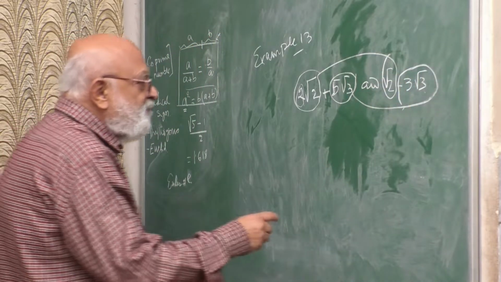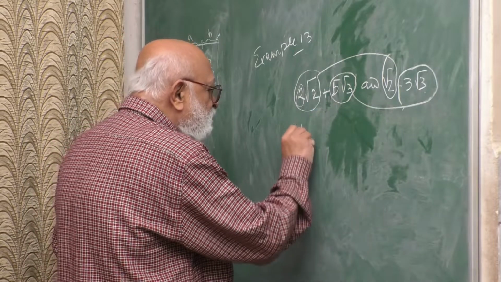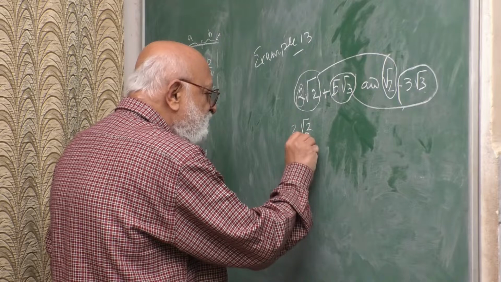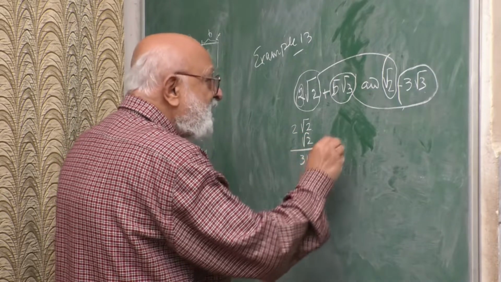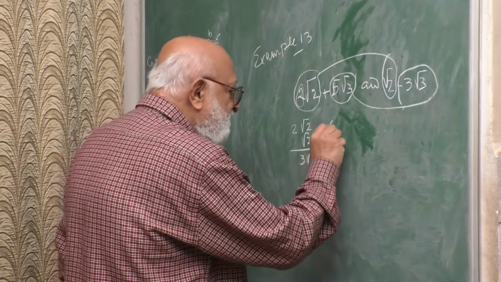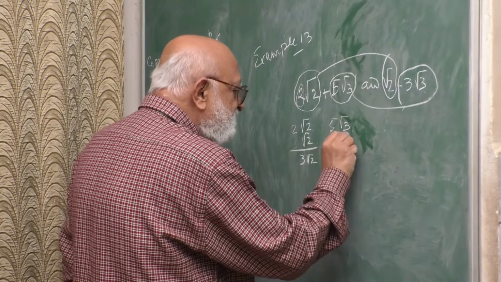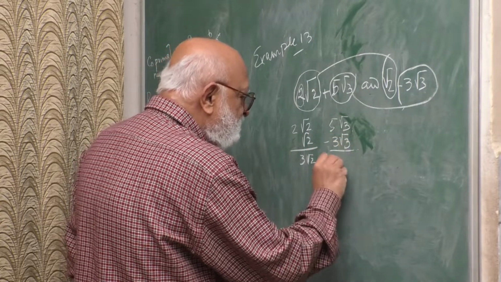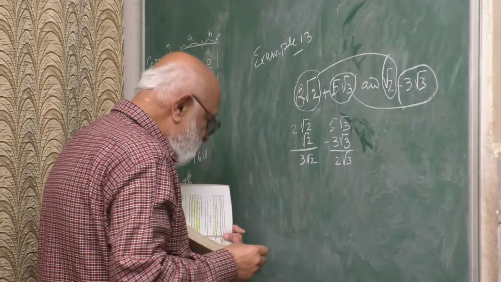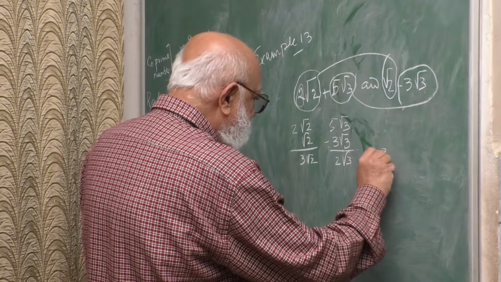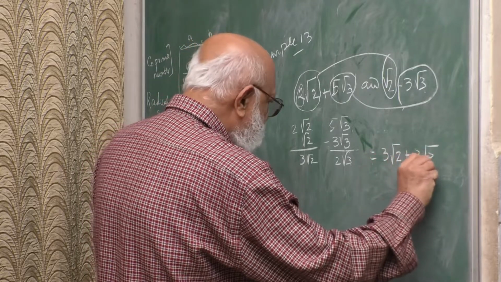Okay, so if I add these two together, 2 root 2 plus root 2, what does it become? 3 root 2, right? This one, 5 root 3 minus 3 root 3 will become what? 2 root 3. So what will be the value? It should be 3 root 2 plus 2 root 3.